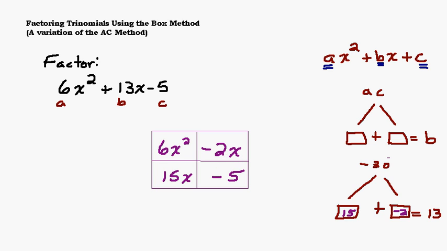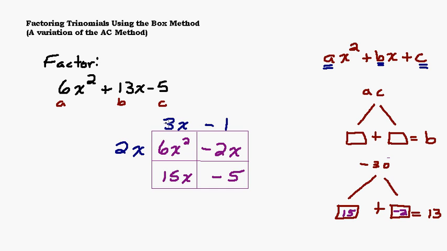Okay, so now we need to do the factoring business. What goes into both 6x squared and negative 2x? Well, 2 goes into 2 and 6, and they both have an x. So now I'll figure out what goes on the top. 2x times what is 6x squared? That would be 3x. 2x times what is negative 2x? That would be a negative 1.